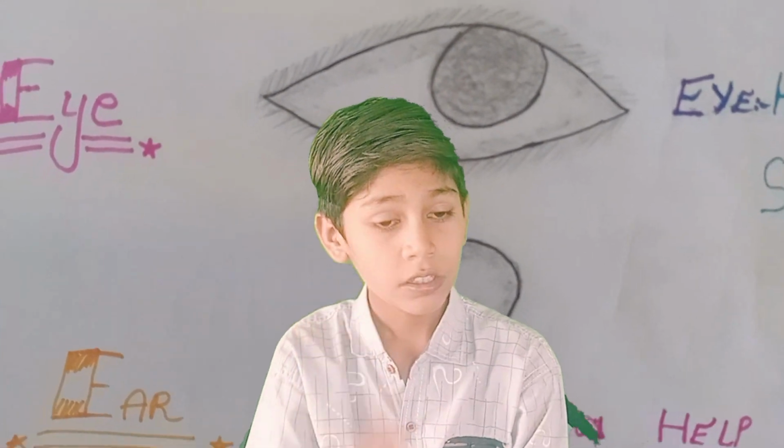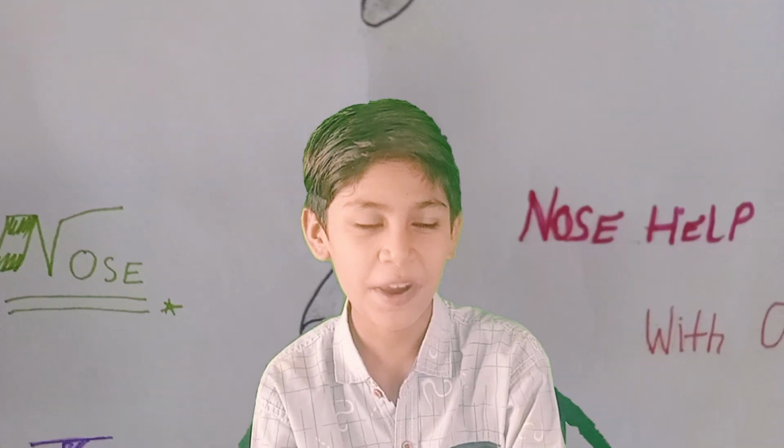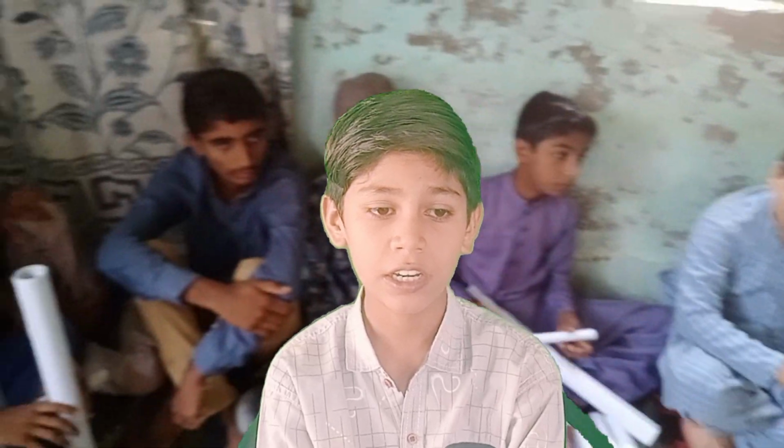Eyes help us see. We see with our eyes. Ears help us hear. There are three parts of the ear: inner ear, middle ear, outer ear. Outer ear: sound waves travel through the canal to the middle ear, eardrum, then the inner ear, cochlea.